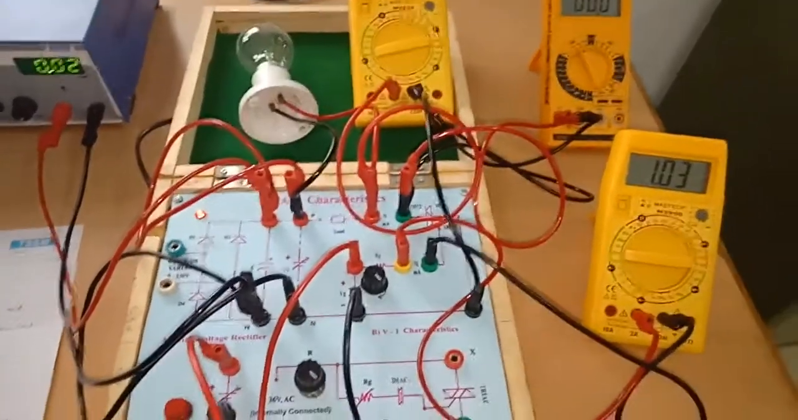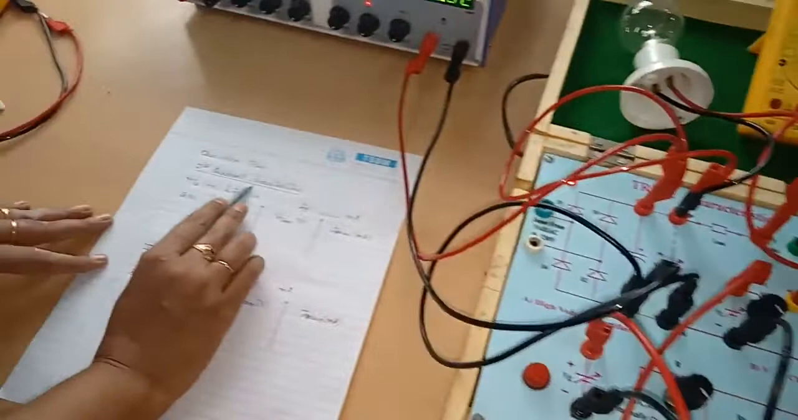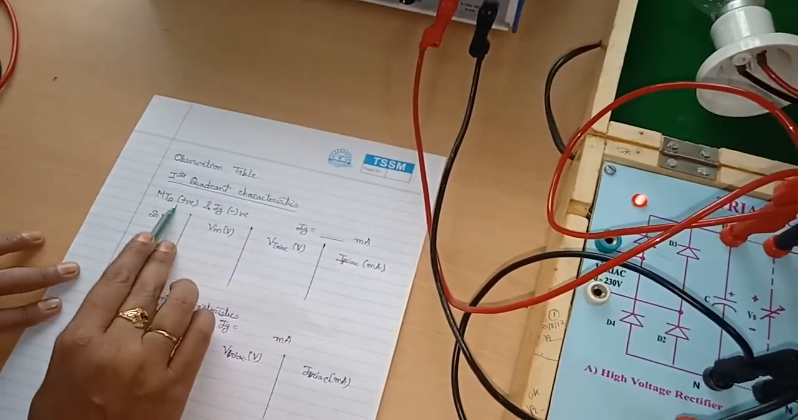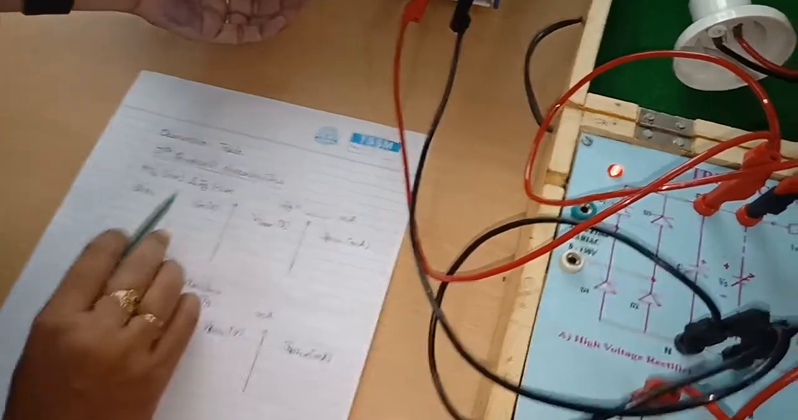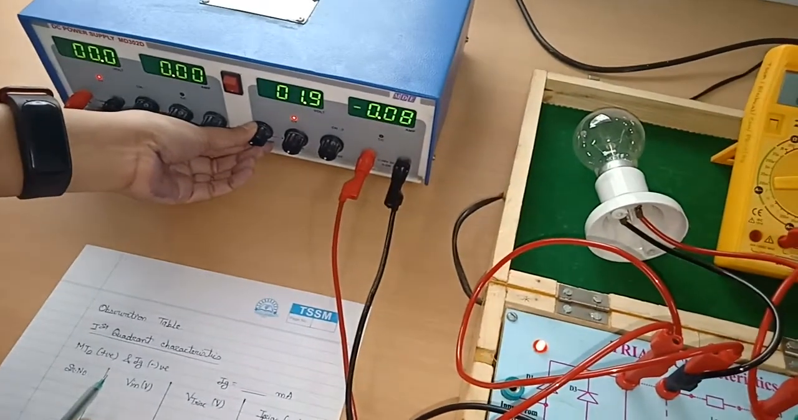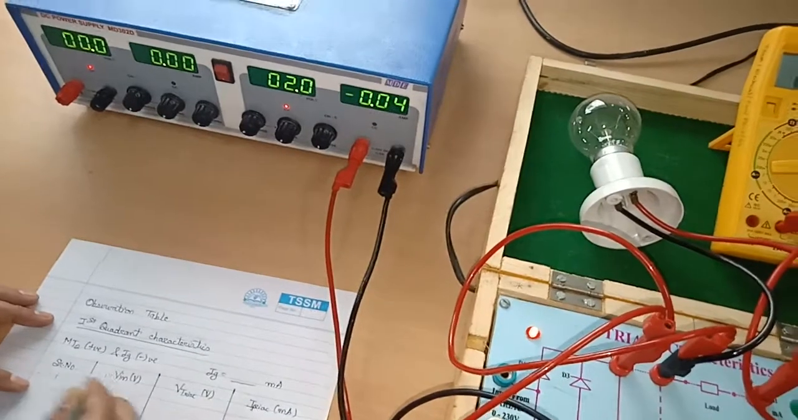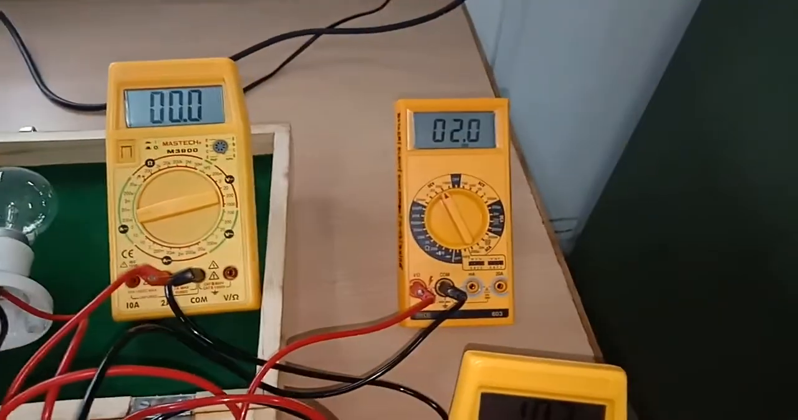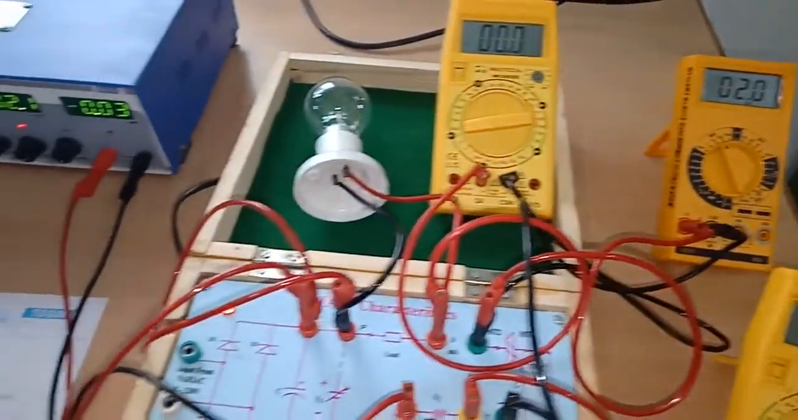Now for this observation table, first we are plotting the characteristic in the first quadrant. For this first quadrant operation we have kept MT2 as positive and gate current as negative. So now gradually we will increase the voltage. Suppose for the first reading, input voltage is kept as 2, the voltage across the triac is 2 and the current flowing through this triac is 0.